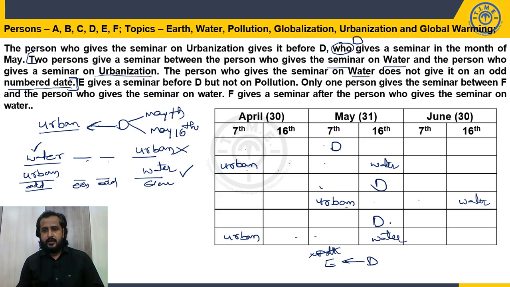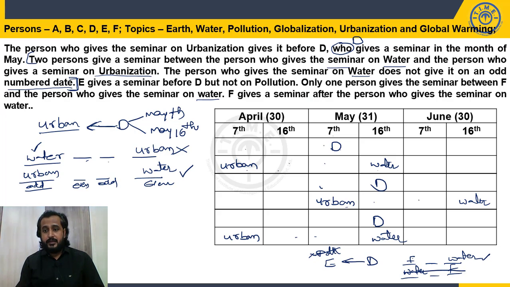Okay. What is given next? Only one person gives a seminar between F and the person who gives the seminar on water. So between F and water, how many will be there? 1. But F may be before water, or water may be before F. Both are valid as per the statement. But what is the next statement? F gives a seminar after the person who gives the seminar on water. F gives after water. So in the arrangement, water, 1 gap, F. This is correct, not this one. Clear?